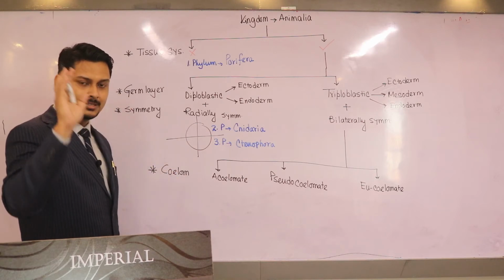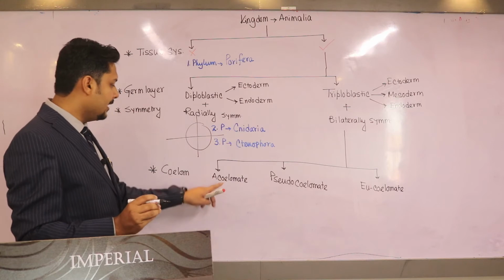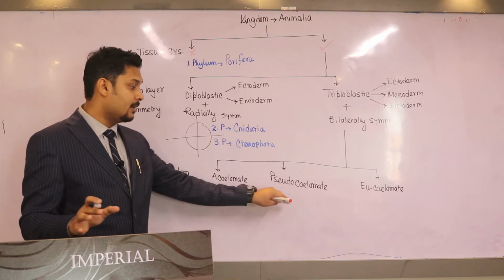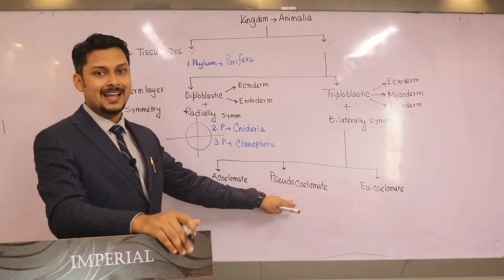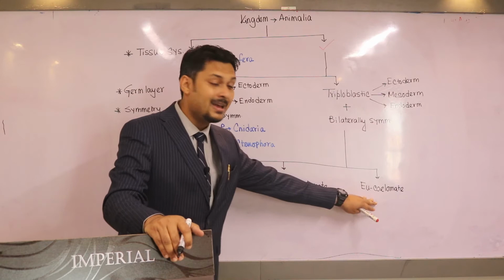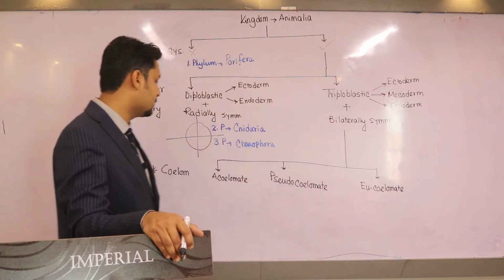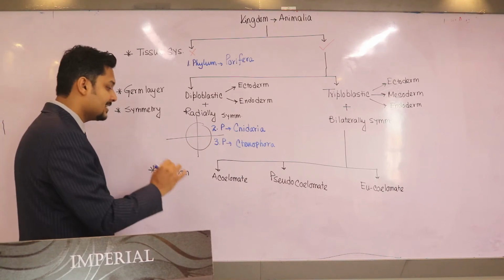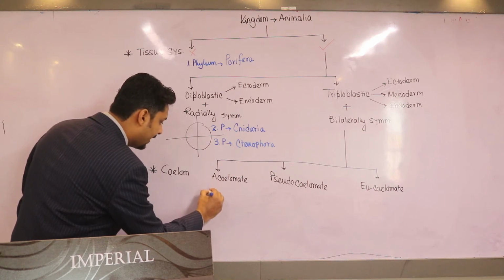So coelom means the cavity between the gut wall and the body wall. Some do not have the cavity, they are acoelomate. Some have a cavity, but that cavity is false, so they are called pseudocoelomates. Some have an ideal cavity and they are called eucoelomate. So those groups of animals that do not have the coelom, they are the fourth phylum.